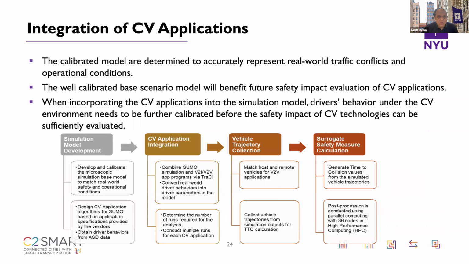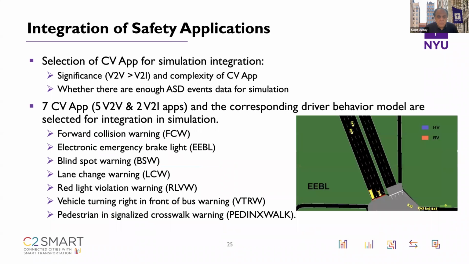Now, after we did this baseline calibration, we want to go forward and integrate the CV applications in our simulation. So basically, program the CV applications as close as possible to the real world, so that we can now simulate the vehicles with CV applications using the calibrated simulation and see how they will affect overall safety and traffic measures. We spent a lot of time on that.